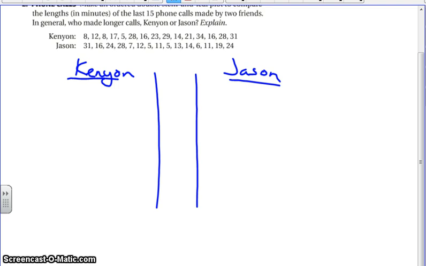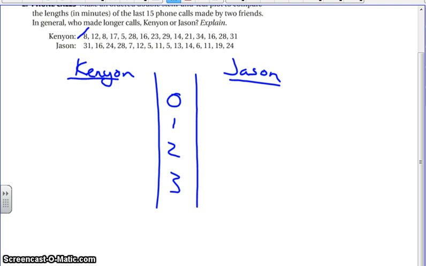So what do you think we should start with for our stem? And so what would we put in the stem for a single-digit number like 5? Probably 0 in this case, right? So nothing in the tens. And then we go all the way to the 30 minutes, right? Nothing in the 40s. So maybe that's a big enough stem for us. And so now we can just start with Kenyon and come off the left side for Kenyon.